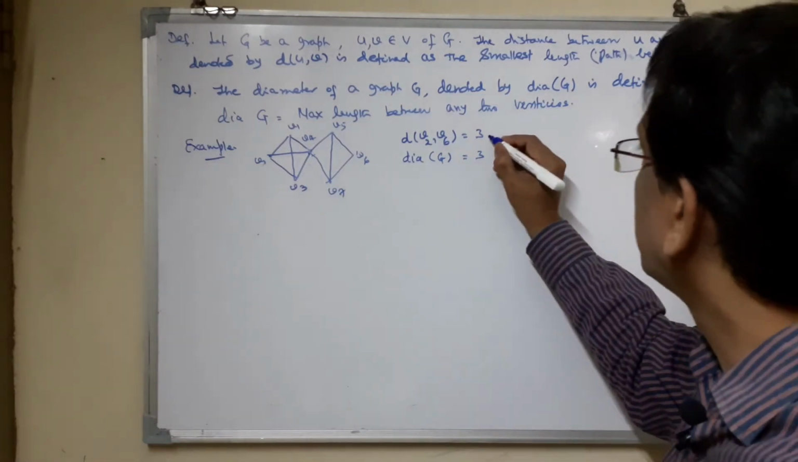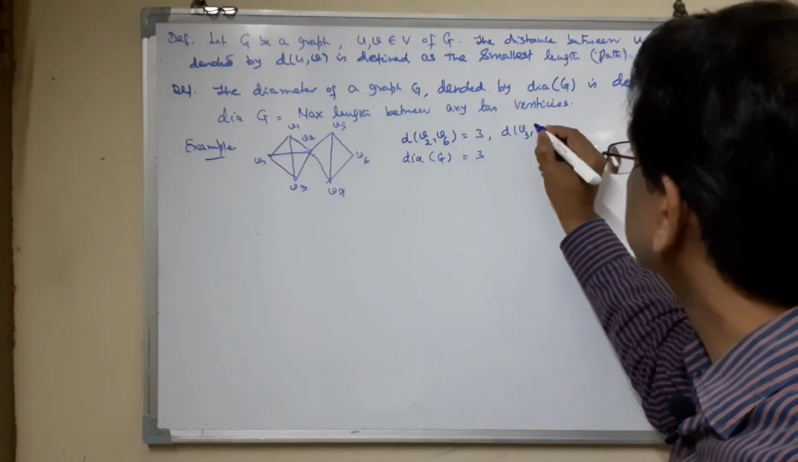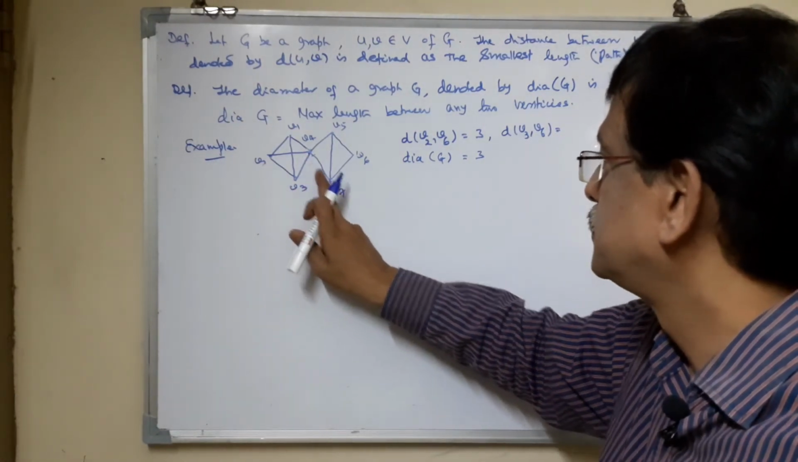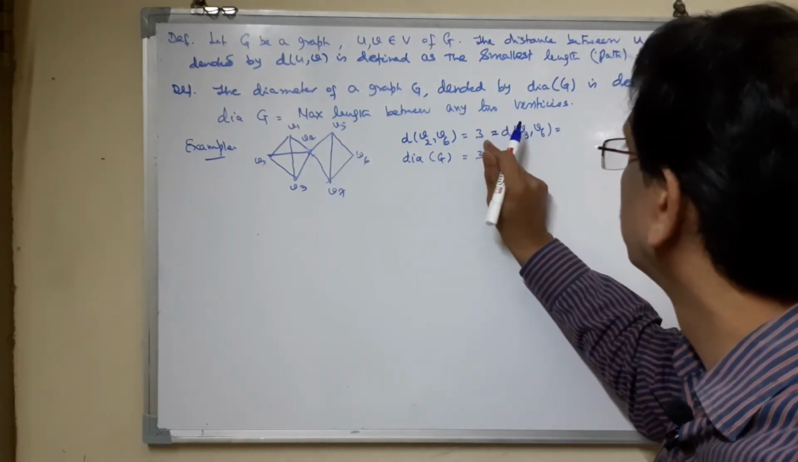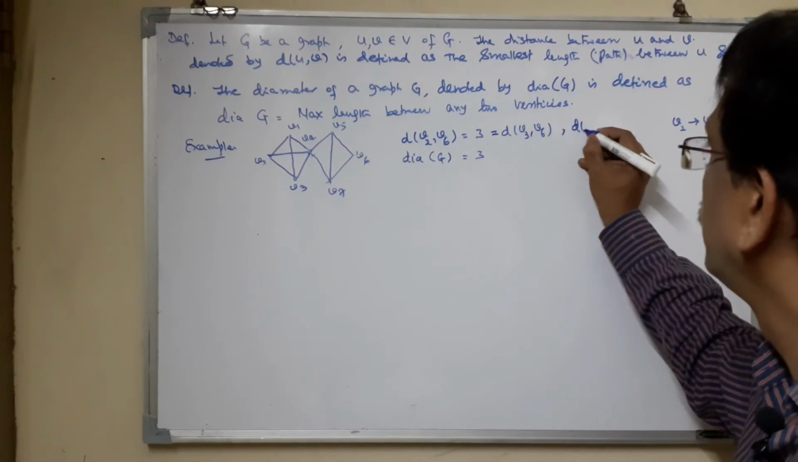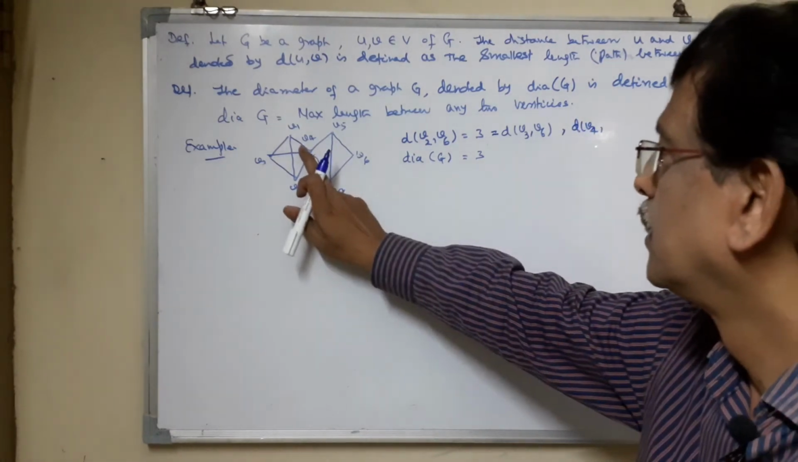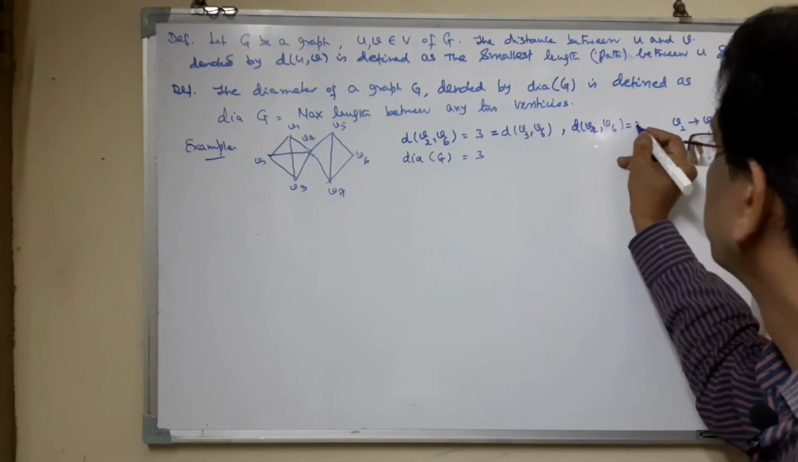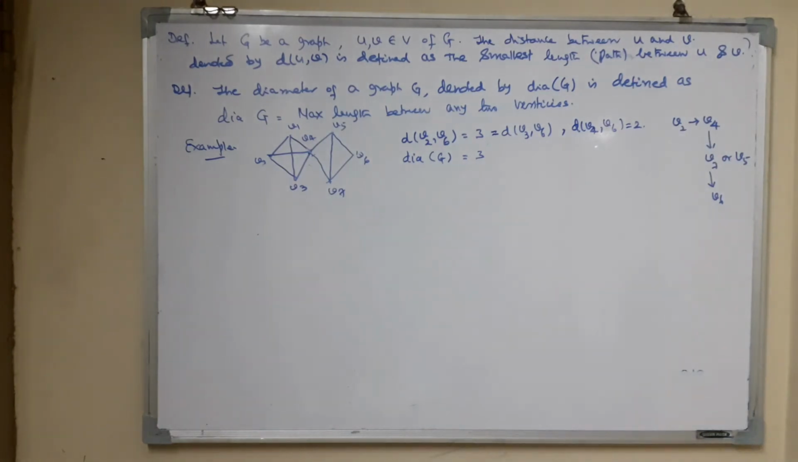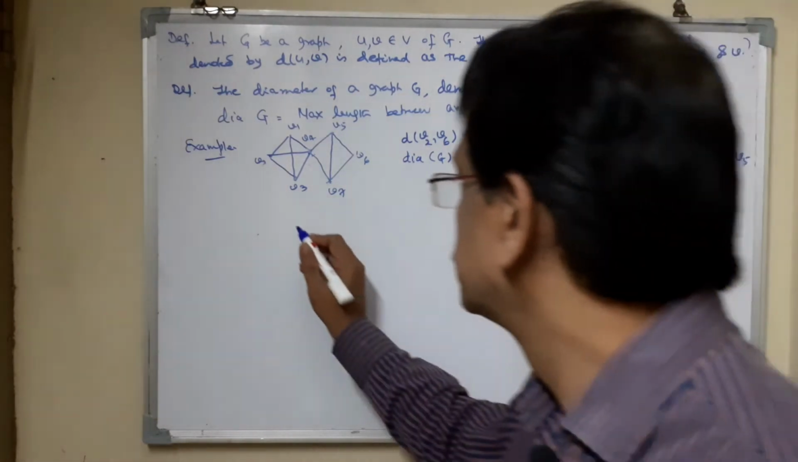What about the distance of V3, V6? V3, V6 is 1, 2 and 3 again. What about the distance of V4, V6? It's 2. V4 to V5, V5 to V6, or V4 to V7, V7 to V6. Let us see another example.